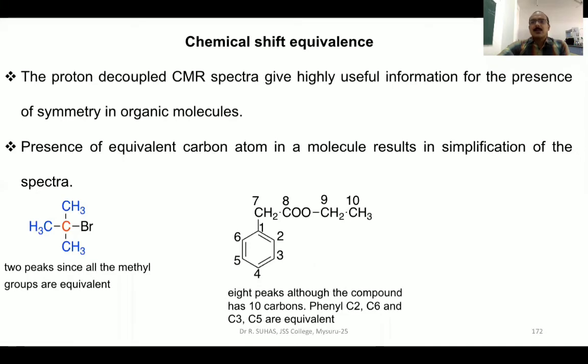So this is all about chemical shift equivalence. That means if there are any symmetrical carbons present in the molecule, they will give only one peak, thus resulting in the formation of a simplified C13 NMR spectrum. So the lesser the complexity, the more enhanced will be the structural elucidation of organic compounds.